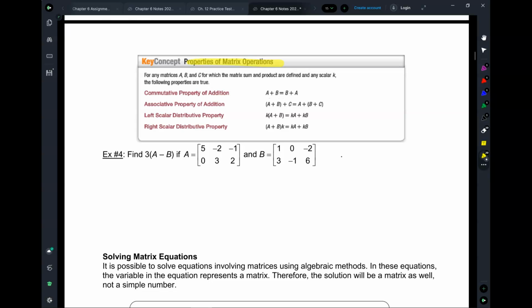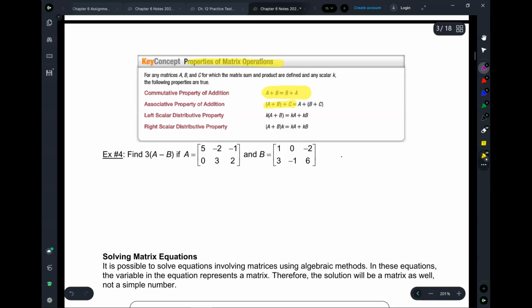Some things hold true for matrices as they do for numbers. So for example, commutative property, you could do A plus B, B plus A, it's the same. If you have to add 3 matrices to each other, you can do the first 2, then add to the next. You could do it in any order, just like numbers. Distributive property also works when you're distributing a scalar.